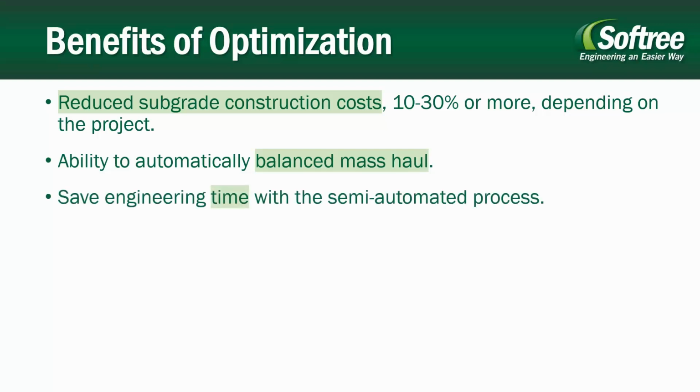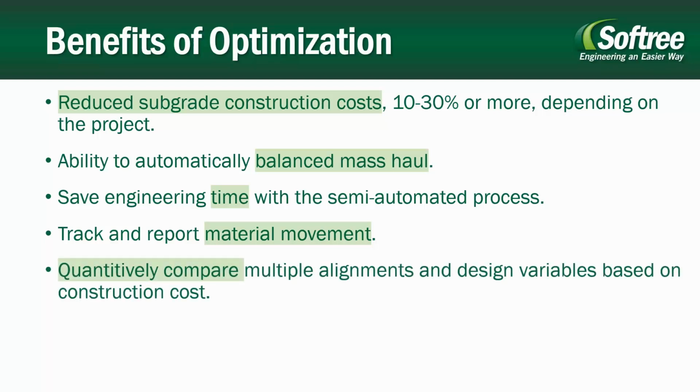You can save engineering time, freeing up additional time for you to be able to go and review other alternatives. This ability to automate that vertical alignment, as well as to look for the improvement in horizontal, really does save time. The ability to track and report material movements. We do it through something called the OptiHaul graph, and that's a really powerful set of data that really helps you handle your movement and movement directions.